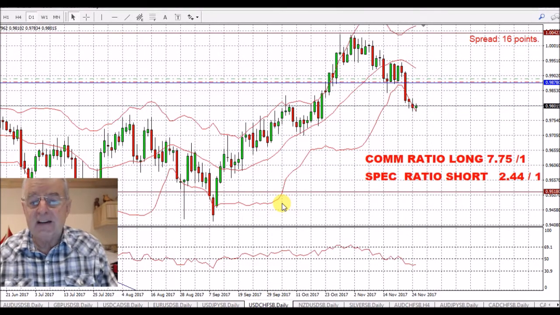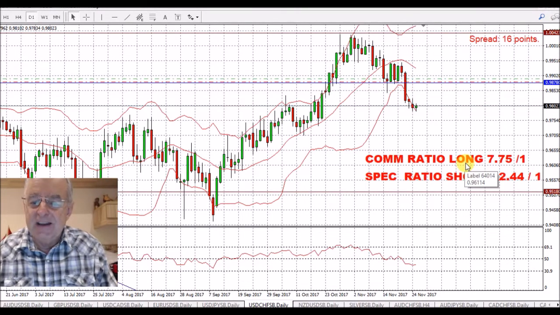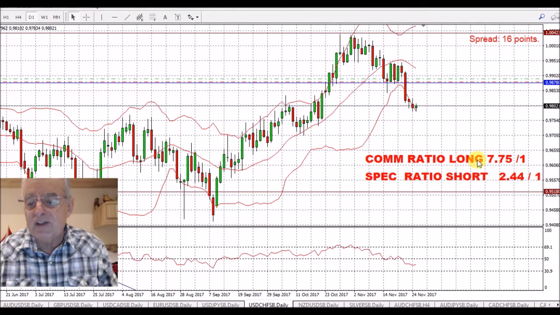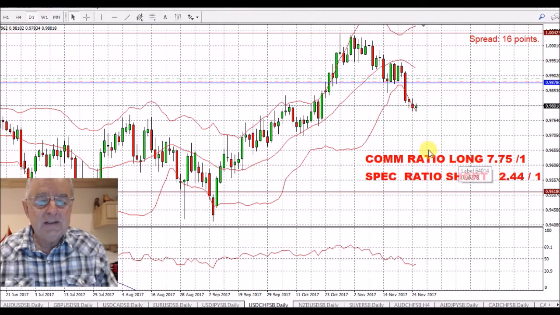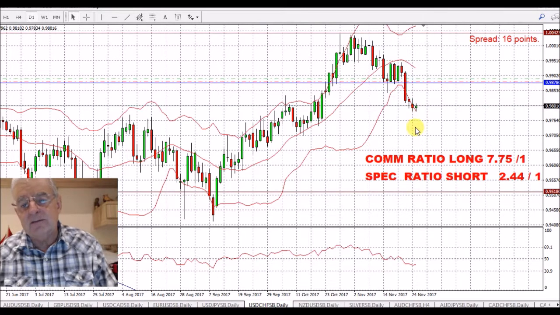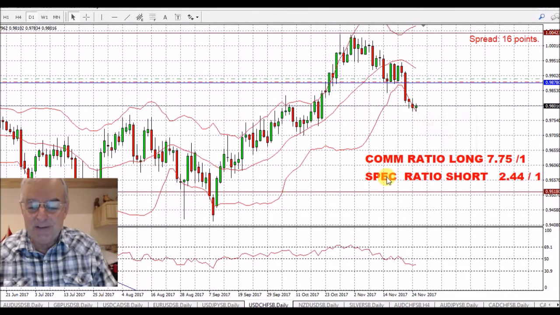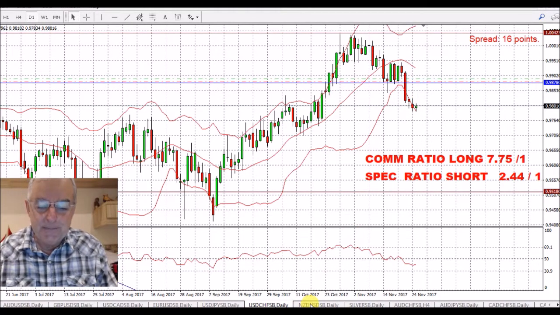USD, Swiss franc. We've had quite a bit of strength in the Swiss franc, and I've got one trade in short at the moment. Commercial long ratio of 7.75 to 1. I prefer the Swiss franc on the crosses rather than on the US dollar, so that's where I've put most of my trades. But this has been a really nice move down for me. I did have another trade in, I think, yeah, and I've been knocked out, so there you go.